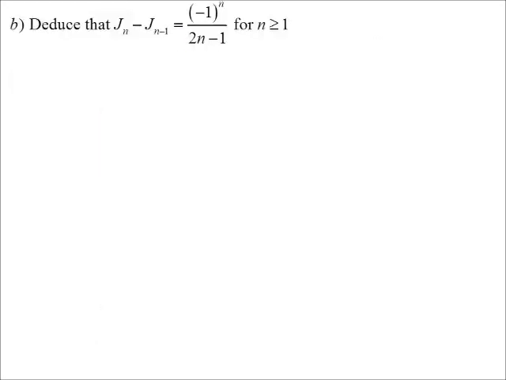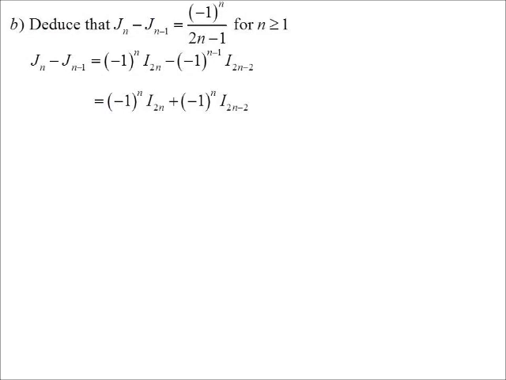Deduce that JN minus J(n-1) is negative 1 to the power of n over 2n minus 1. Okay. They told us JN was negative 1 to the power of n, I2N. So if that's JN, and we're going to subtract J(n-1), negative 1 to the power of n minus 1, I(2n-2). We're trying to end up with, well, I suppose the first thing I noticed there is the answer I'm looking for has a common factor of minus 1 to the power of n. We've got that in our answer already. Perhaps the first thing I should do is just factorise out the negative 1 to the power of n. Did I?